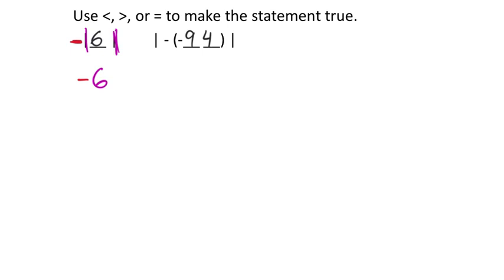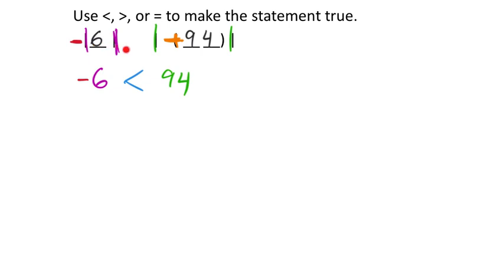But the next set, this is the absolute value of the negative 94. Again, two negatives make a positive, so that ends up being positive 94. And it's really how far away is 94 from 0? Well, it's 94 away from 0. And now we can see clearly that 94 is definitely bigger than negative 6.